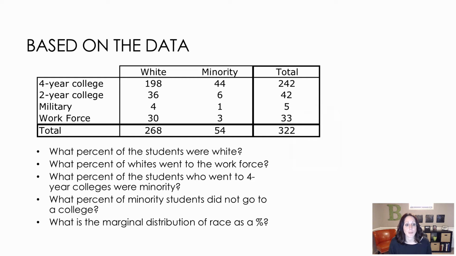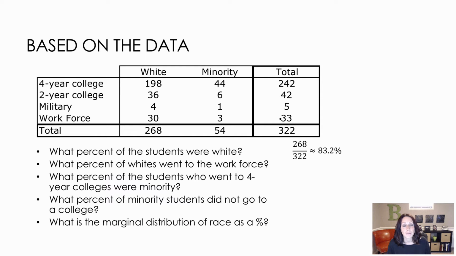So based on the data, let's take a look at some questions that you might get based on a contingency table. So what percent of the students were white? So again, we're dealing with percentages. So I'm looking at white students, which would be 268 students divided by 322 total students. Then of course we would turn that into a percentage. Now when you're doing these, it's super helpful to go ahead and write the fraction first and then the percent, so that if you're, say, submitting something to me, then I can take a look at it and see where you're making your error.